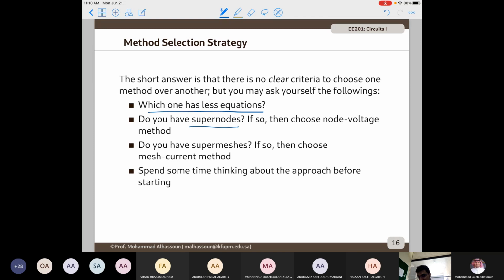If you have a super mesh, it means that you have a current source between meshes. Then in this case, you use the mesh current method. In all of these cases, you need to spend time and think about the approach before you start. Unless you're told to use a particular approach, just pause for a few seconds and think about which approach to use before you proceed with the solution.